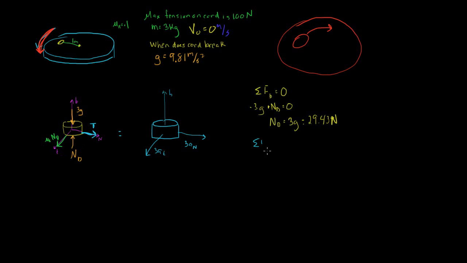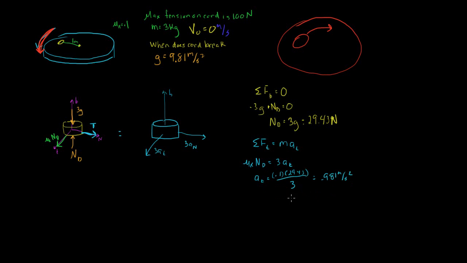So let's do that. If we sum our forces in this tangential direction, the sum of the forces in the tangential direction is equal to a mass times an acceleration in the tangential direction. So mu k times ND is equal to a mass, which is 3, times this acceleration in the tangential direction, and this at is equal to 0.1 times 29.43 divided by 3, or this is equal to 0.981 meters per second squared.